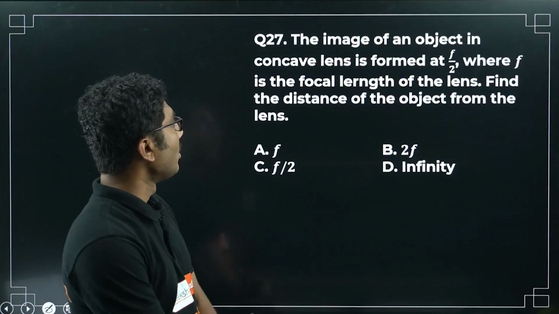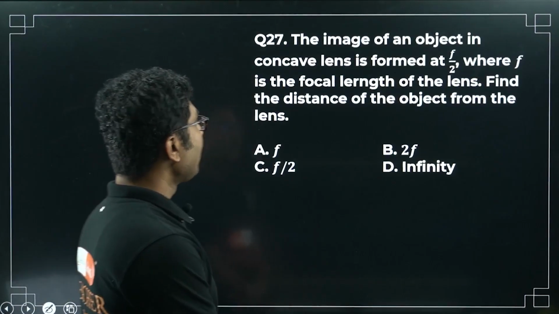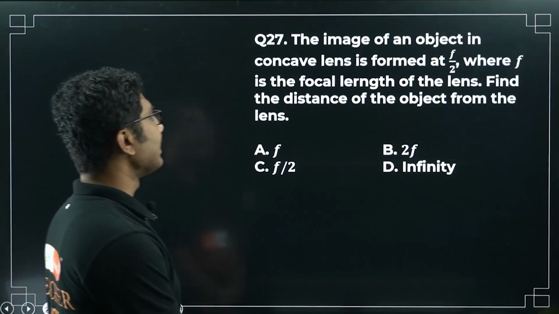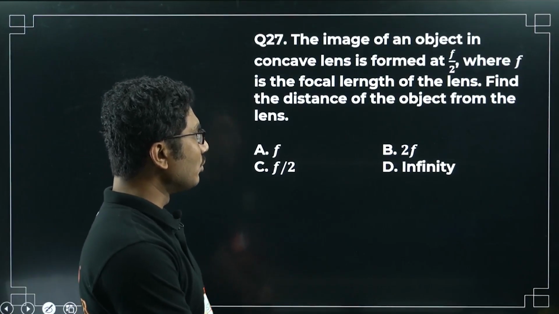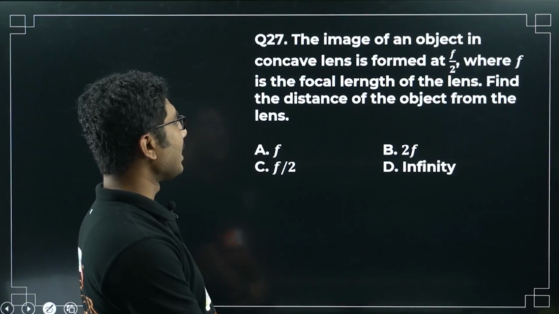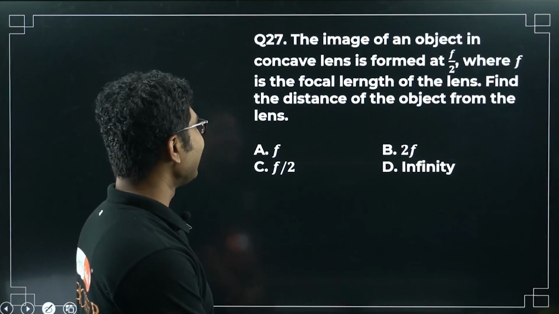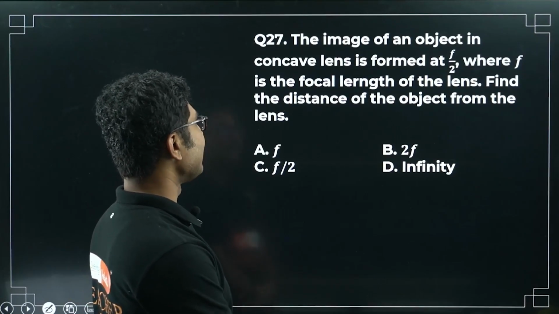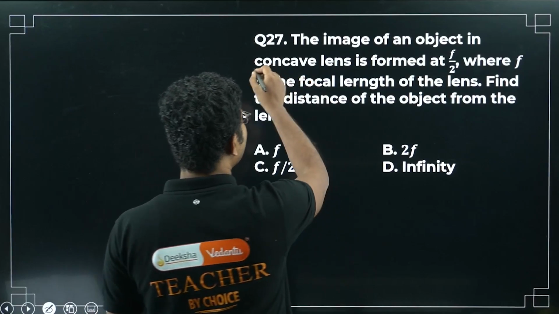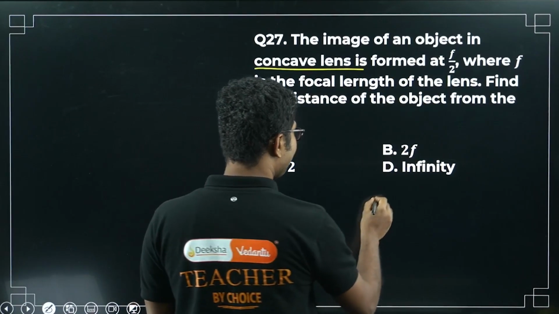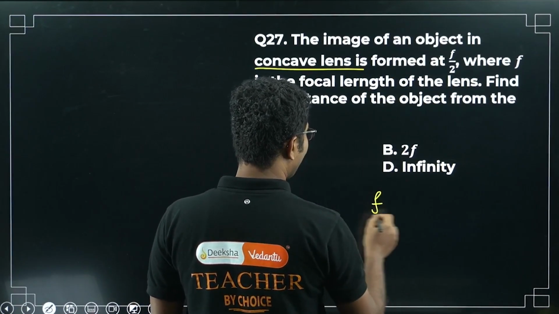Now, the image of an object in a concave lens is formed at f by 2, where f is the focal length of the lens. Find the distance of the object from the lens. So the image formed in a concave lens. The concave lens focal length is minus f. Okay, focal length is minus.